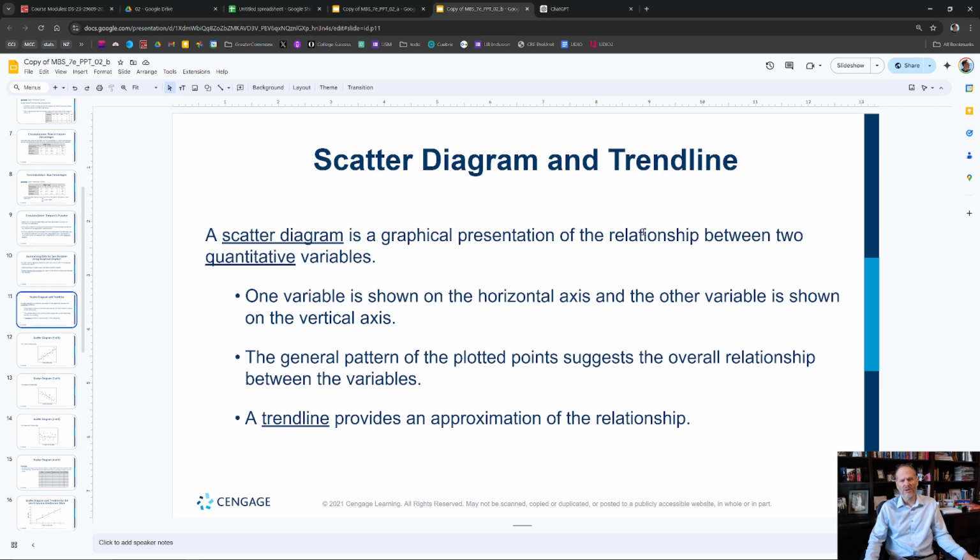A scatter diagram is a graphical presentation of the relationship between two quantitative variables. One variable is shown on the horizontal axis, the other on the vertical. The general pattern of the plotted points suggests the overall relationship between the variables. A trend line provides an approximation of the relationship.